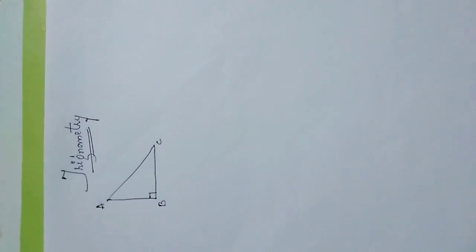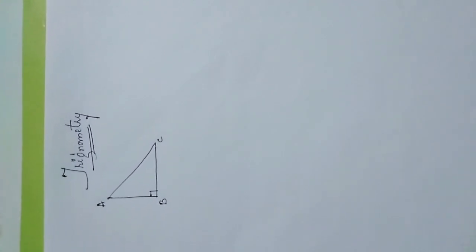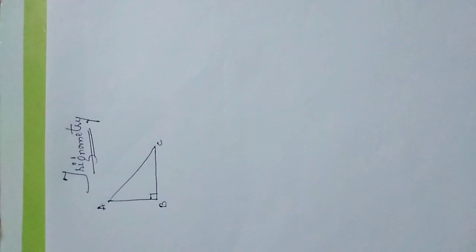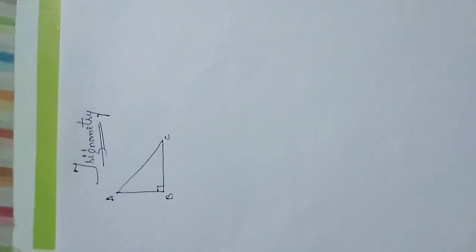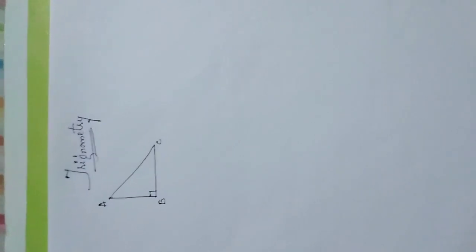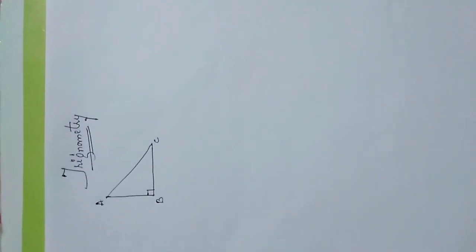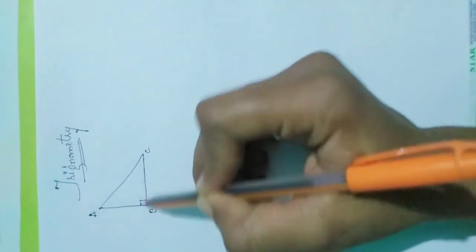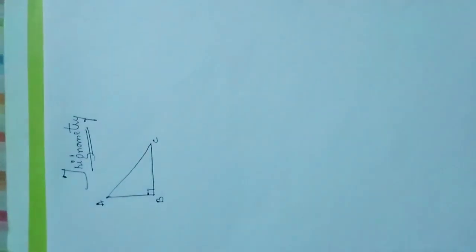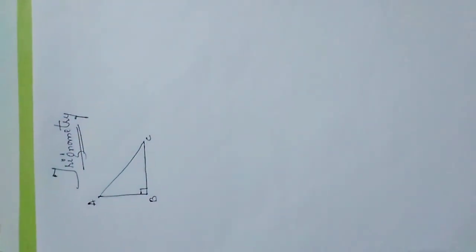Trigonometry is a branch of mathematics which deals with the study of measurement of sides and angles of a right angled triangle. So, I repeat, trigonometry is a branch of mathematics which deals with the study of sides and angles of a right angle triangle.